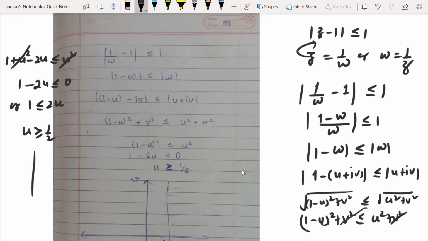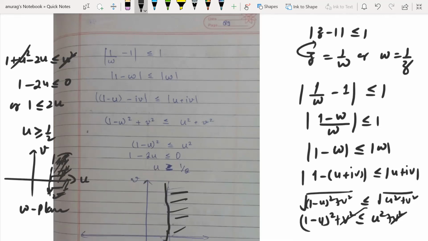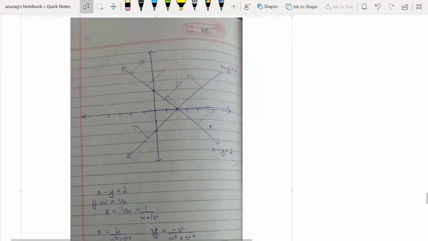So this is a straight line actually in the UV plane. This is UV, and the plane is called the W plane. U equal to 1 by 2 will be here, and we are taking greater than 1 by 2, meaning this is the region. So the circle becomes like a mirror image by the straight line. This is a mirror, and it is fixed at U equal to 1 by 2.